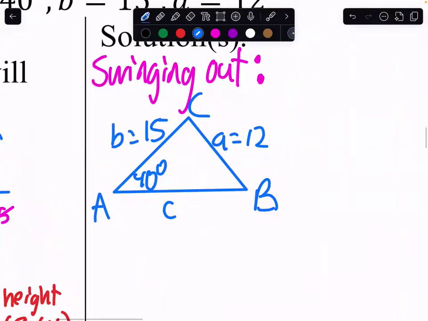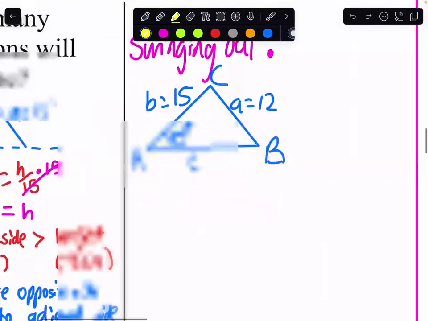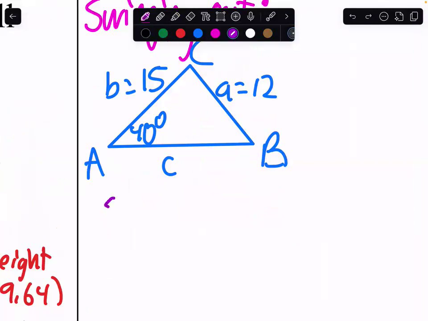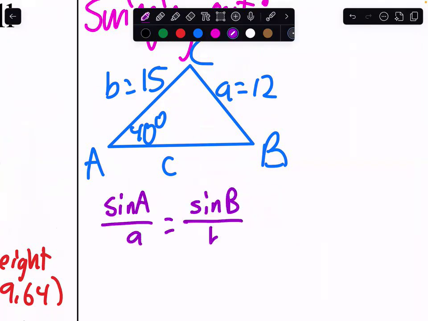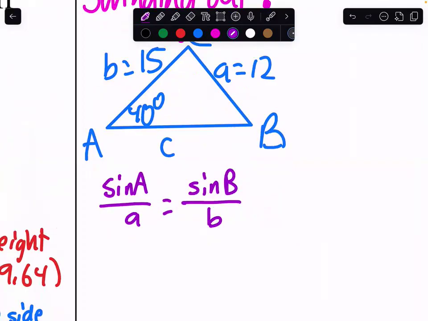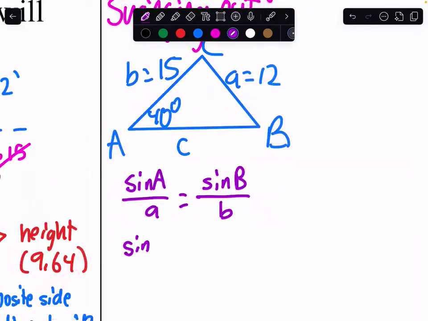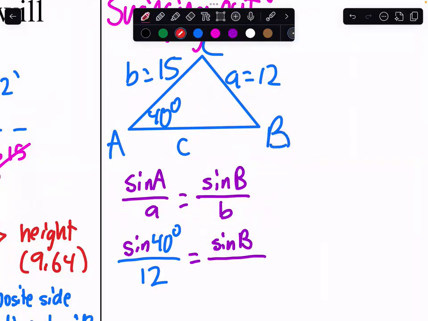Last lesson, we learned the law of sines. We know both parts of A and one part of B, so we can start with the part of the law of sines that states sine of capital A over lowercase a equals sine of capital B over lowercase b. Let's fill in the values. Capital A is given as 40 degrees. Lowercase a is given as 12. Sine of capital B we don't know, so leave it as the variable. But then lowercase b is 15.